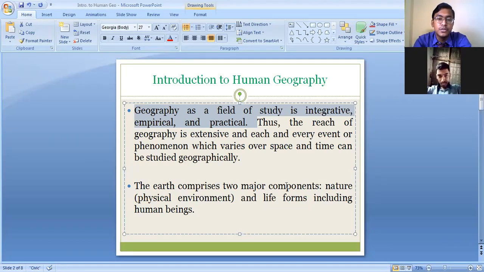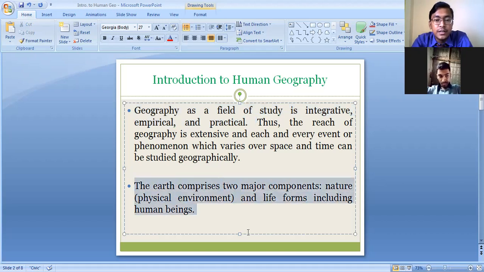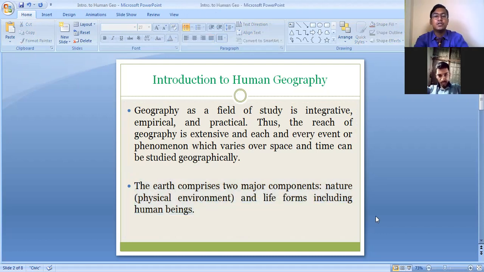Thus the earth comprises two major components. One is the nature, the physical environment, and the other is the life forms, which include human beings. Among the life forms there is wildlife and all, even the human, but we take into consideration the human aspects, because human beings are the superior on this earth.